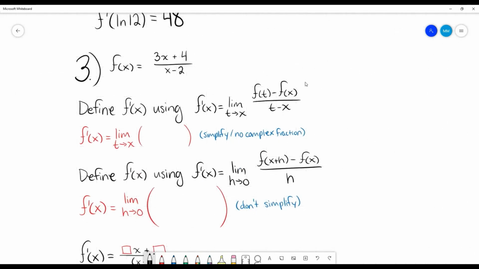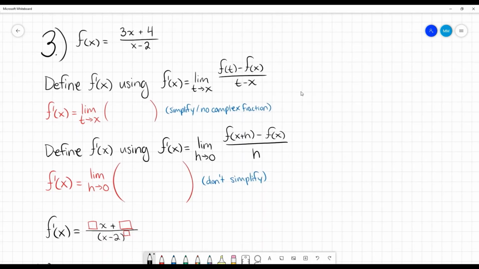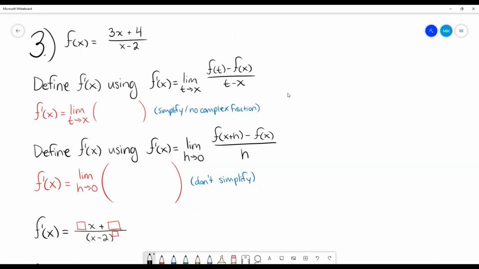Let's come down to number 3. This one's a little bit of an interesting one. So they give us that f of x equals this quotient here, 3x plus 4 over x minus 2. We could use quotient rule for this, but that's clearly not how they want us to go about this. So we want to define it using 2 different definitions for our derivative.